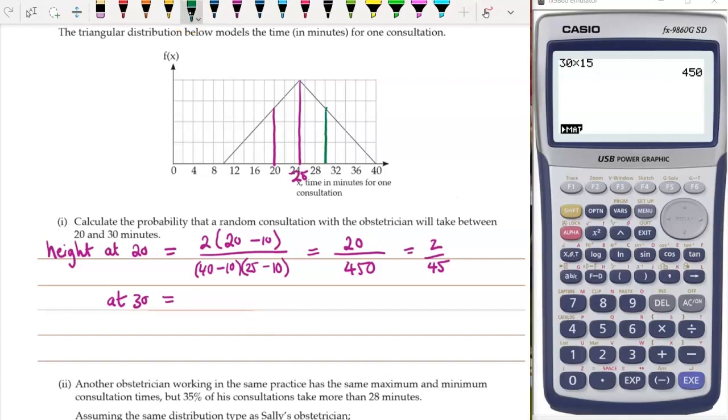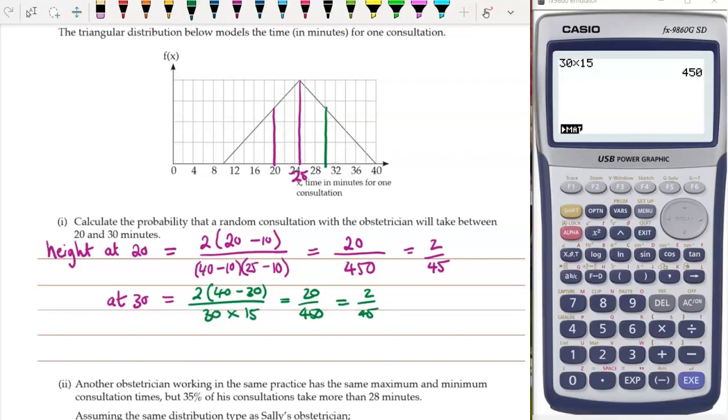So here is our 30-minute line. Now that's to the right of the mode, which means we need to use the one that goes 2 times b minus x over b minus a, b minus c. So that's 2 times 40 minus 30, over 40 minus 10, times 40 minus 25, which is 15. So that's also going to be 20 over 450, or 2 over 45.